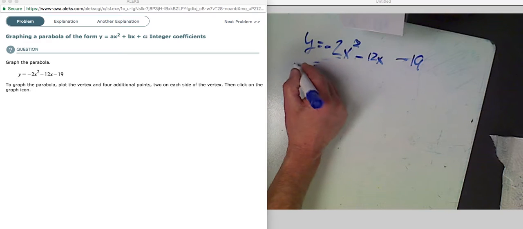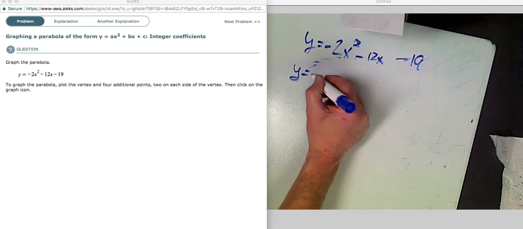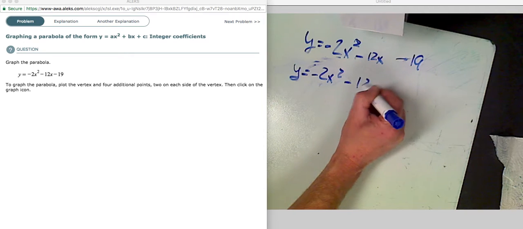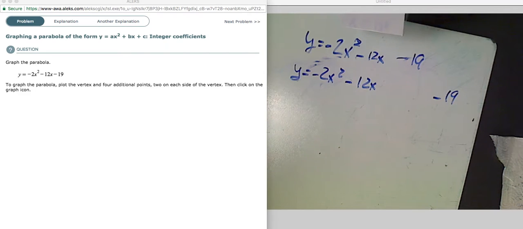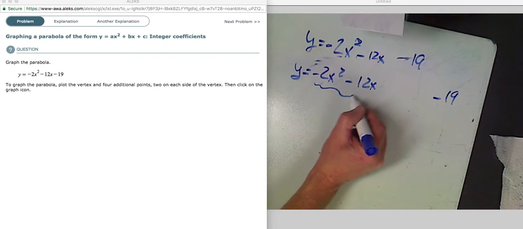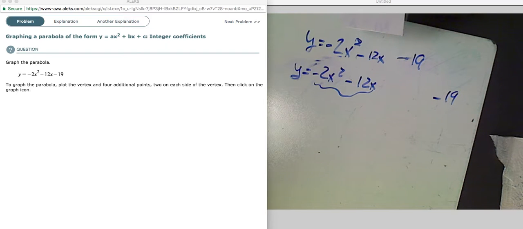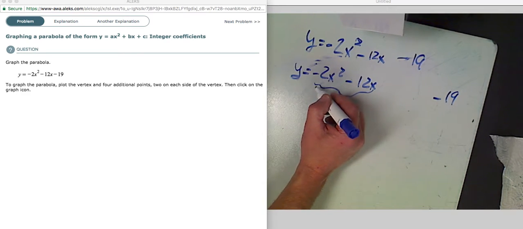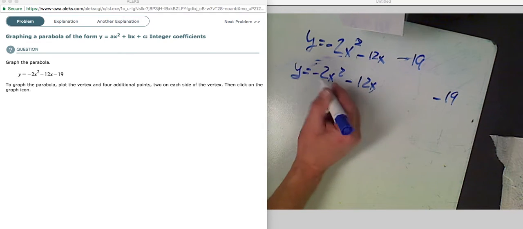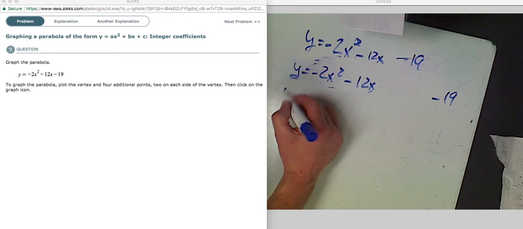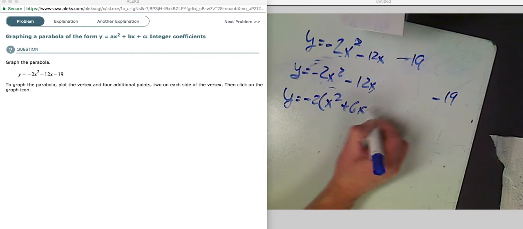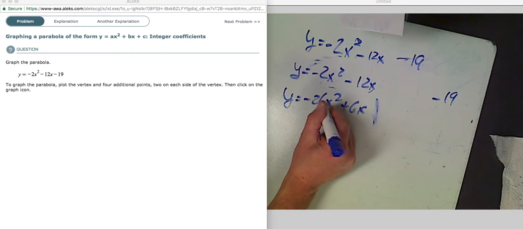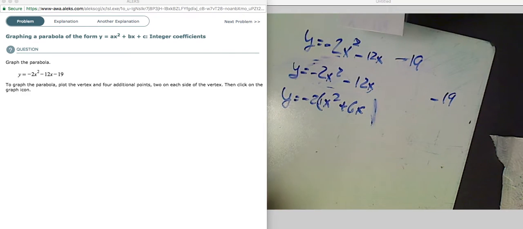So just like before, I'm going to focus on these two parts of it, and I'm just going to scoot this guy off to the side and not worry about him too much. Looking at the two variable terms, I don't like A not being 1, so I'm going to factor out -2 from both of these. Now when I'm completing my square, my A is 1, and I just worry about this part in here for now.